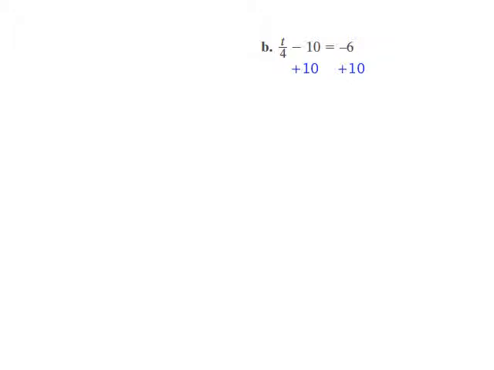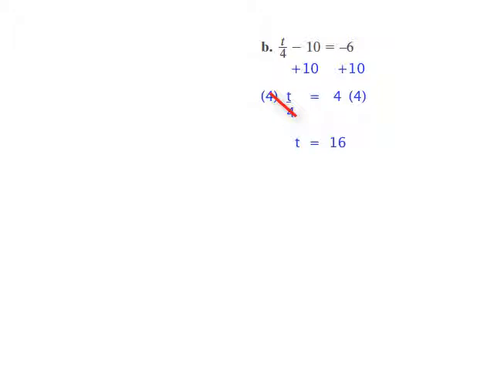That cancels out the 10s on the left, so you're left with t over 4 equals 4, because negative 6 plus 10 is 4. Now we're ready to multiply both sides by 4. We multiply the left by 4 and we multiply the right by 4. On the left, the 4's cancel each other out, so you're left with t. And on the right-hand side, you'd have 16. So t equals 16. Then we can check it.